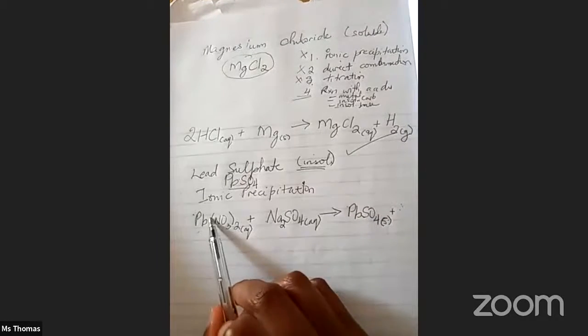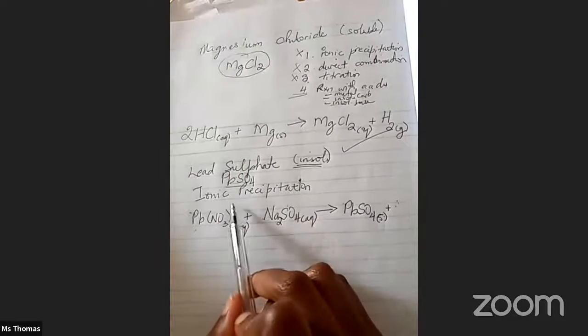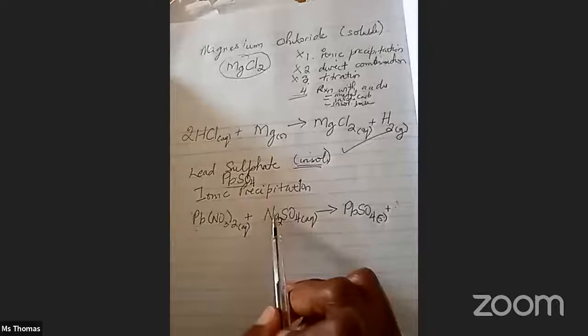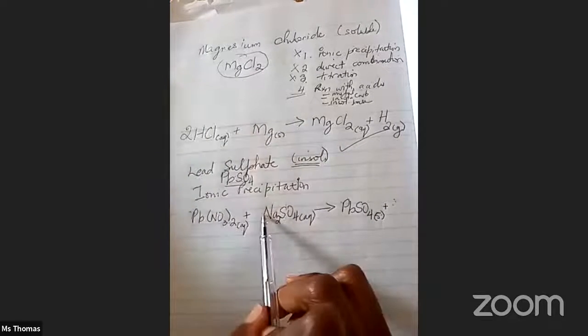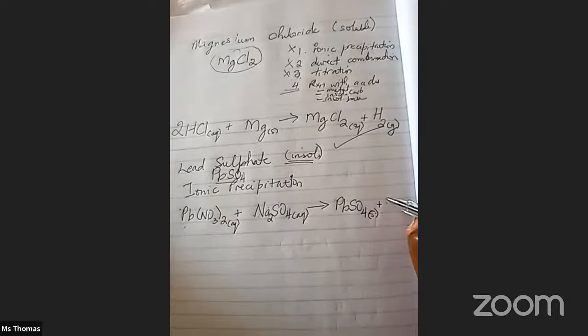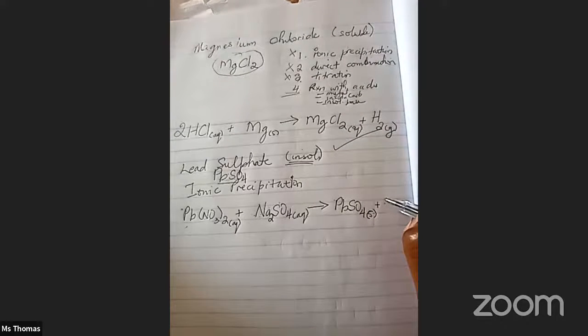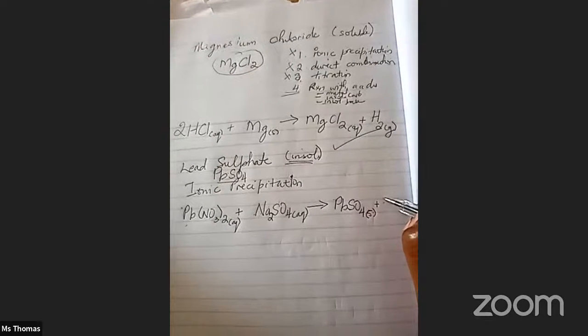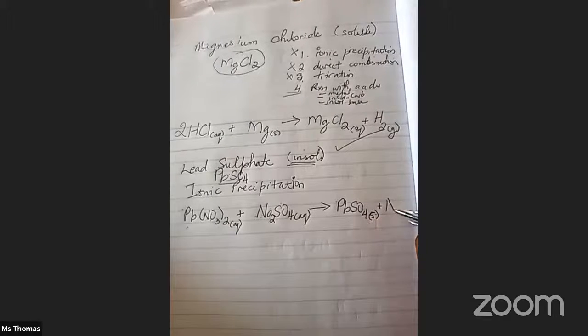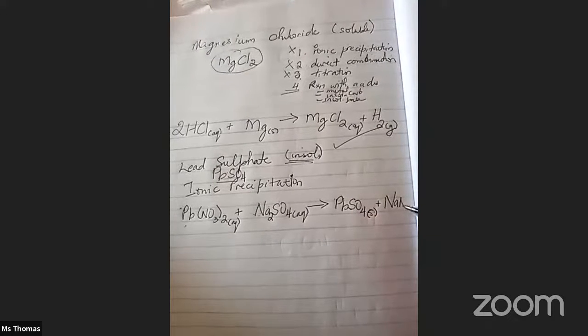You see, you take out lead sulfate, right? So what is the next salt that is left in there to be produced? Sodium nitrate. Very good. Very good.